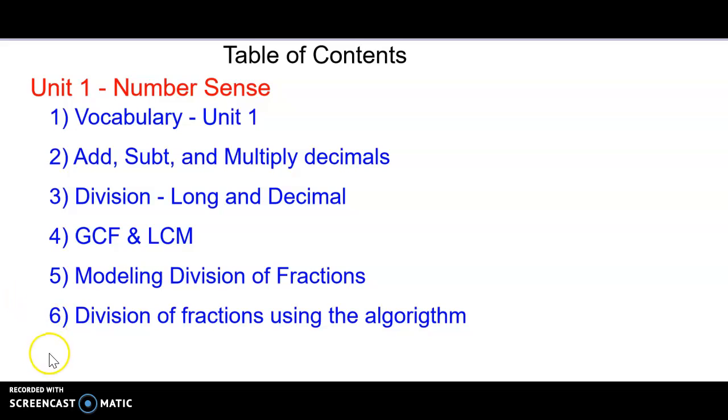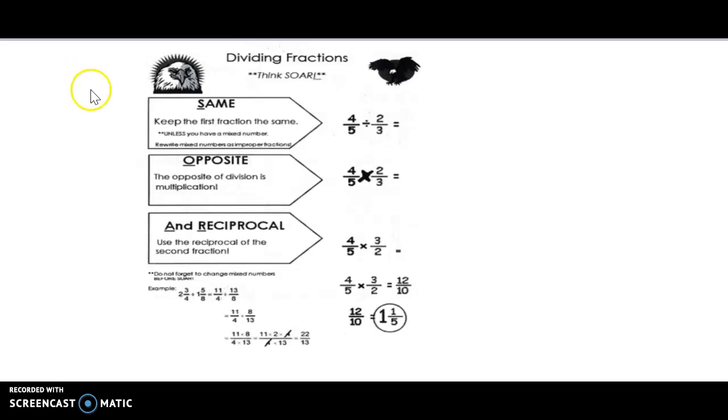All right, guys, let's go ahead and write in number 6, division of fractions using the algorithm. Remember, the algorithm is a step-by-step process. Pause it now. All right, dividing fractions. Think SOAR. S-O-A-R. Same, opposite, and reciprocal.